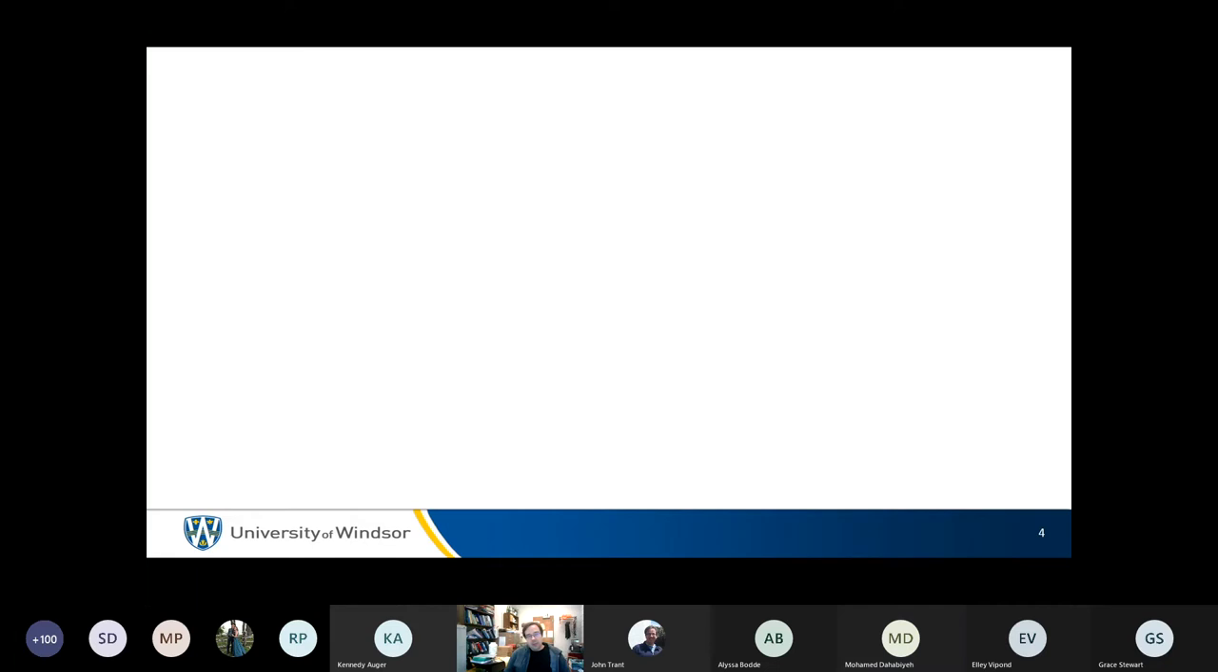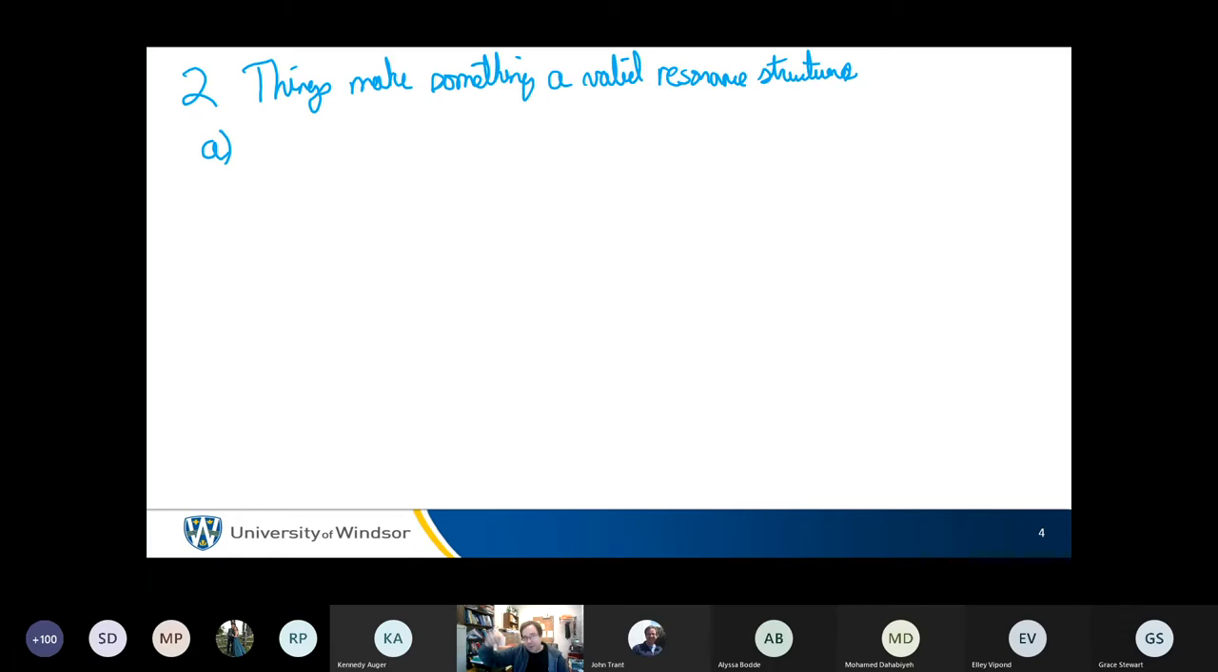There are two things that make something a valid resonance structure. Now I got your attention because I listed something. And then you're going to be really disappointed with what I say. But we'll try and do some examples, and then you'll be less disappointed. And then you're going to try and practice it, and you might be more disappointed. It's really a roller coaster.